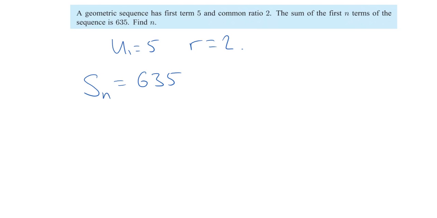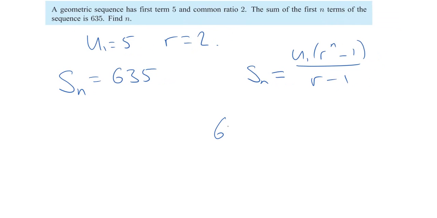I'm sure we can. So let's write out the formula. Sn equals U1, R to the n minus 1, all over R minus 1. And let's put some numbers in. So 635 is equal to 5, and then we've got 2 to the n minus 1 all over 1, haven't we? Right? So let's just not even bother. Let's just leave it like that. 5 times 2 to the n minus 1. Okay, well, what can we do from there? Well, we can divide through by 5, I guess.